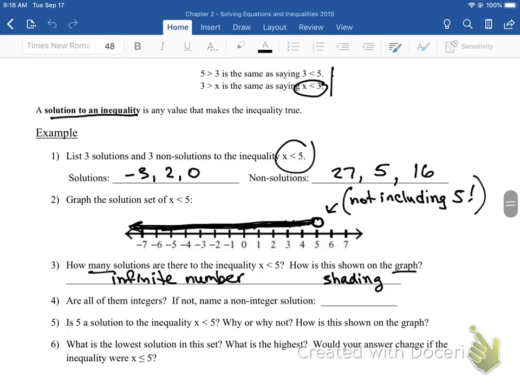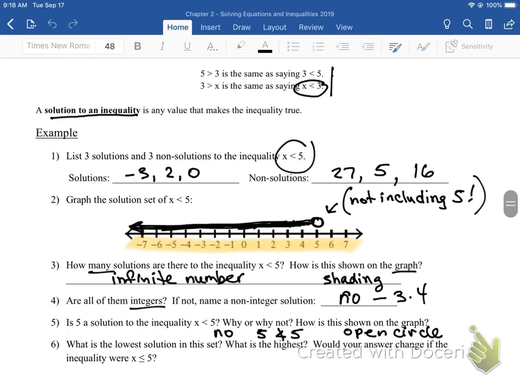Are all of them integers? Okay, integers, no decimals. So do they all not have decimals? Well, the ones I can see here clearly don't, and these are the ones we tend to think of. So we have to think of something else, like we just mentioned one. Okay, no. Like 3.4 is one that's not. Okay, is 5 a solution? No, it's not. How is it shown? With the open circle. Because 5 is not less than 5. It is not a solution.